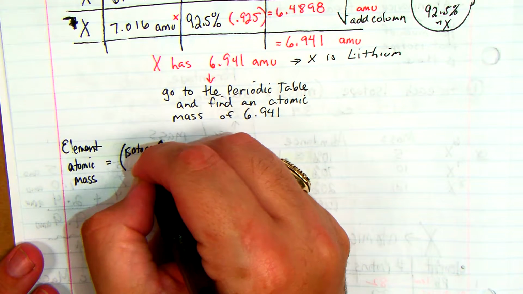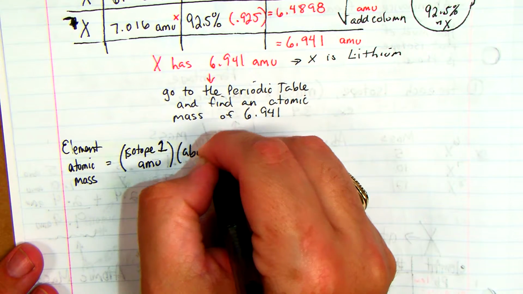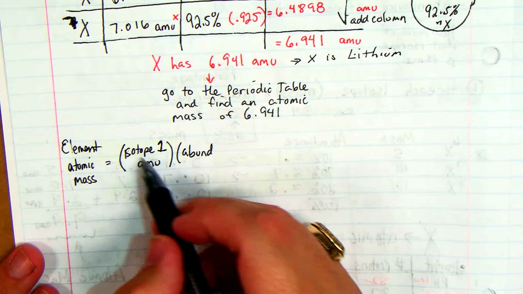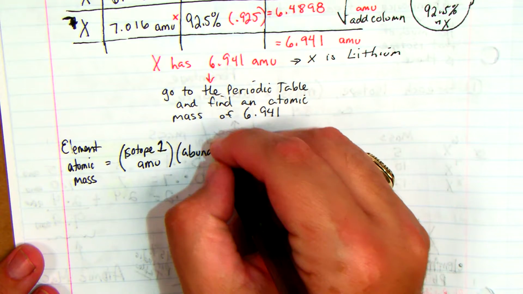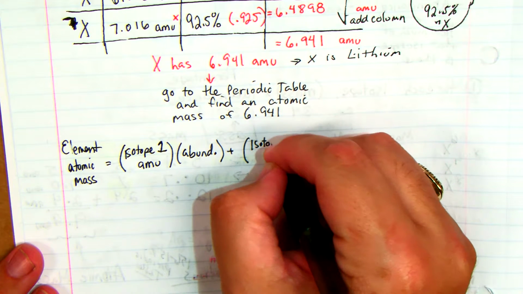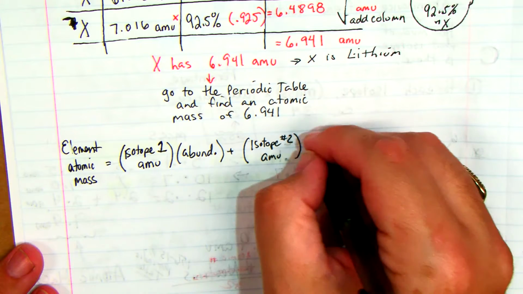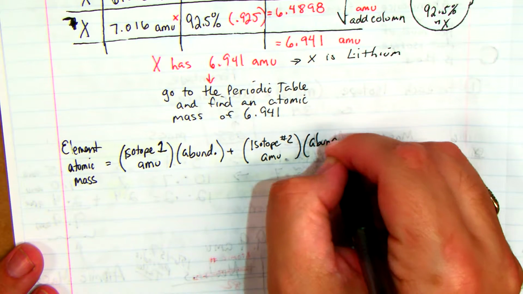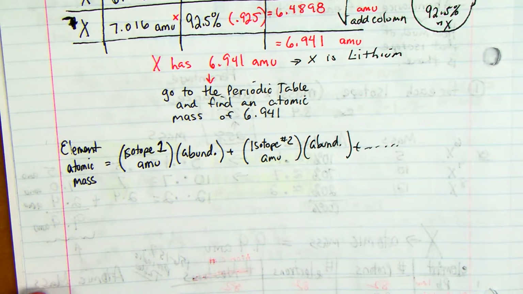It would be whatever the mass for the first isotope is times its abundance plus isotope number 2's AMU times its abundance plus forever and forever and forever. If there's 6 of them, you got to do it 6 times. If there's 10 of them, you got to do it 10 times.